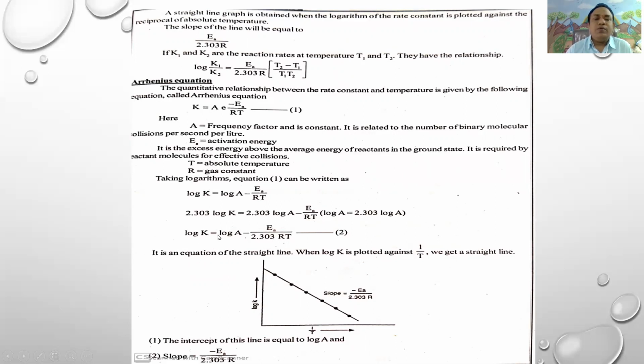Here it is similar to the general equation y is equal to mx plus c. When we plot the graph between log K versus 1 by T, a negative slope straight line is obtained. The slope of the straight line equals minus Ea by 2.303 R. That implies Ea equal to minus 2.303 R into slope. The intercept of this line is equal to log A.